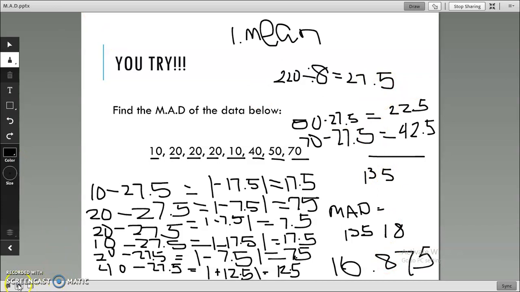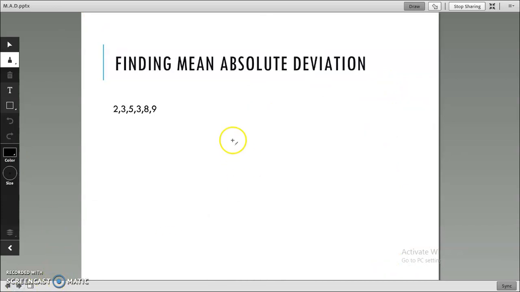All right, let's try one more. Find the mean absolute deviation. The first thing I want to do is to find the mean. So I have 1, 2, 3, 4, 5, 6 values. So that's 2 plus 3 plus 5 plus 3 plus 8 plus 9 divided by 6 gives me 5. So the mean is equal to 5. Then I want to take each value and subtract it from the mean.